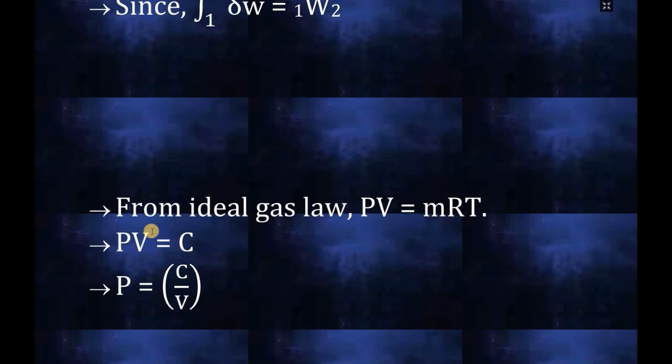Now bring this V to the RHS. We get P is equal to C by V. Now I am going to substitute C by V for this P. So the next step will be 1W2 is equal to integration of C by V dV between the limits state 1 and state 2.